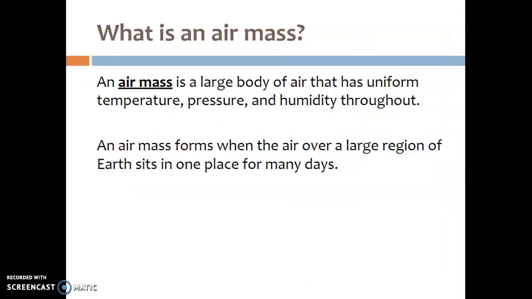What is an air mass? An air mass is a large body of air that has uniform temperature, pressure, and humidity throughout. An air mass forms when the air over a large region of Earth sits in one place for many days. So the temperature, pressure, humidity, everything has kind of evened out throughout this whole mass of air.